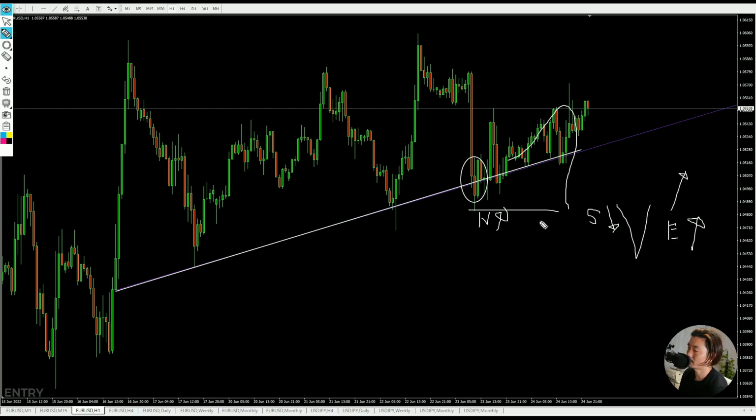Moreover, I much rather have this setup because I do need a pullback all the way down to the 1.0440 levels down here to take a long entry anyway. Okay, so I'll keep you guys up to date with this one on the midweek analysis. All right, so let's go on to the pound dollar.